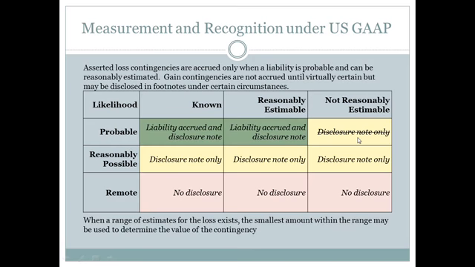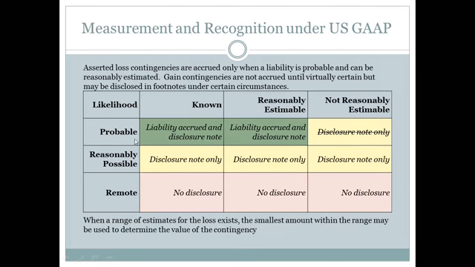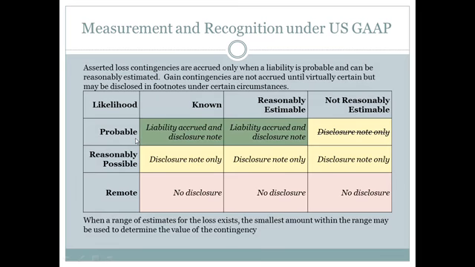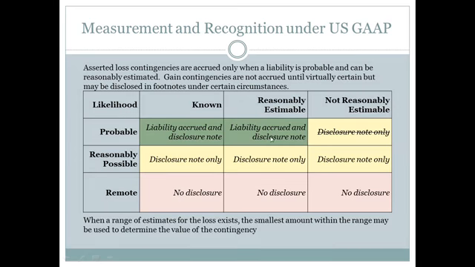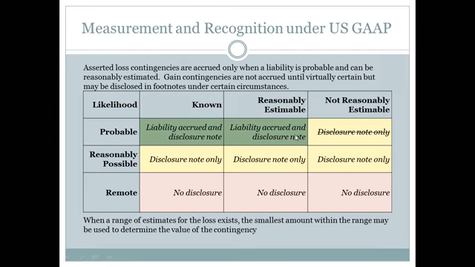That just doesn't happen. So typically, if we are coming to the conclusion that we're going to lose the lawsuit, we will also be able to have at least some reasonable estimate of the dollar amount. In that case, we need to accrue the liability and recognize the loss on the income statement and also discuss the facts and circumstances in a disclosure note.